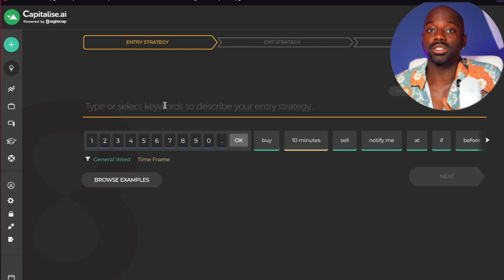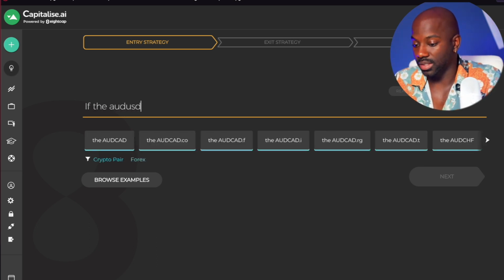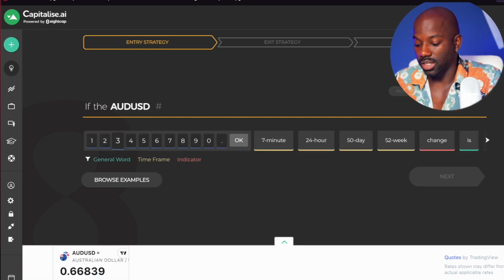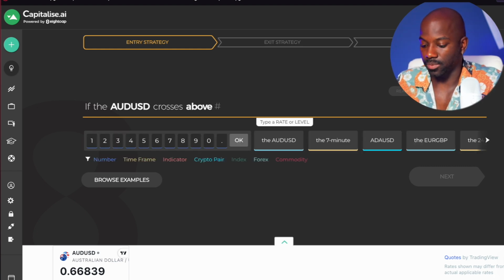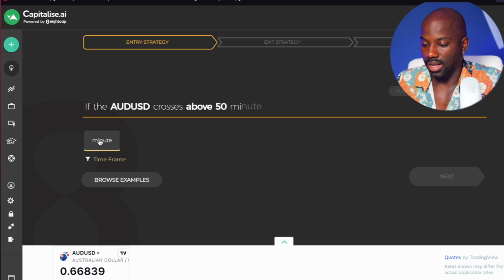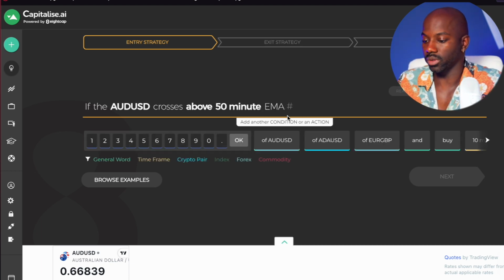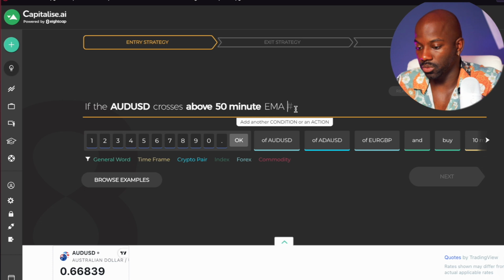So let's say that we wanted to build a strategy that was a moving average crossover. So basically you would just type in this field and you would start by saying something like, if the AUD USD, there's a bunch of different ones here. We'll pick this one. If the AUD USD crosses above, let's say, the 50-minute EMA. All right, so there it is, the exponential moving average. Whoa, we're building a real strategy here. Crosses above the 50-minute EMA. What else will we do?